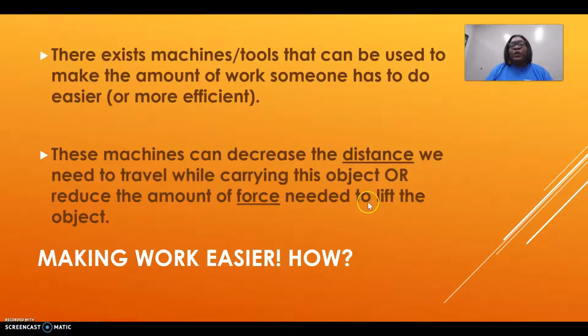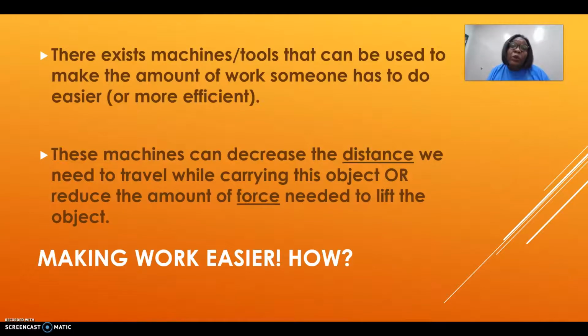We also want to make sure we know that these machines make work easier by either decreasing, that means making you travel a shorter distance, or making you reduce the amount of force you have to put in to move an object. So that's the purpose of machines in making your work easier.